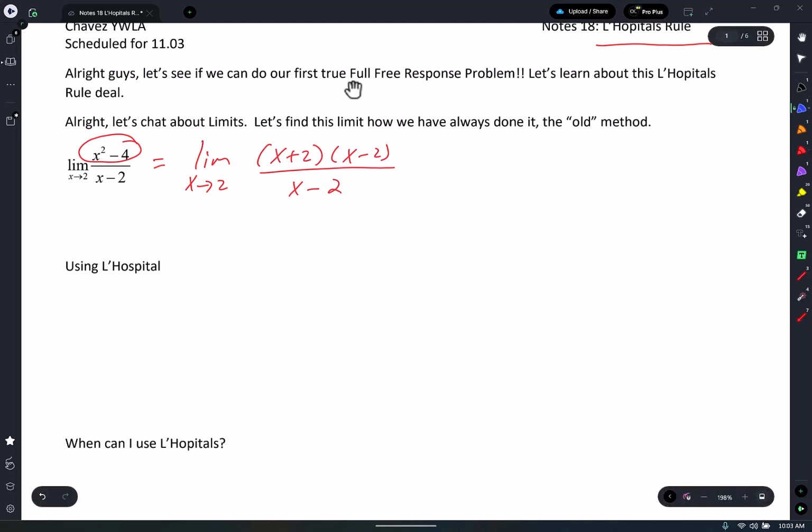And what's going to cancel? I have a product and I'm dividing. So yeah, the x minus 2's cancel out. And now can I do direct substitution? Yeah. 2 plus 2 is 4, and that's my limit.